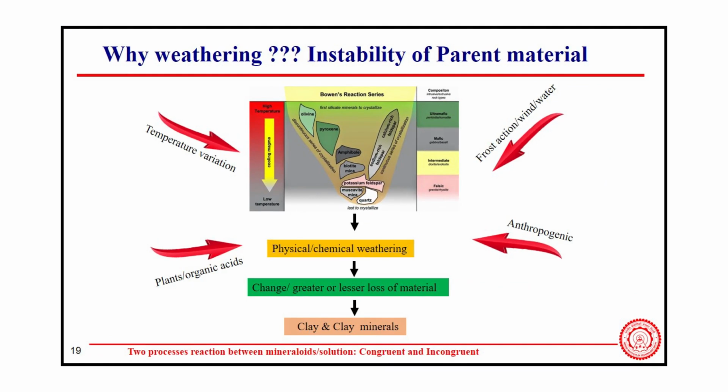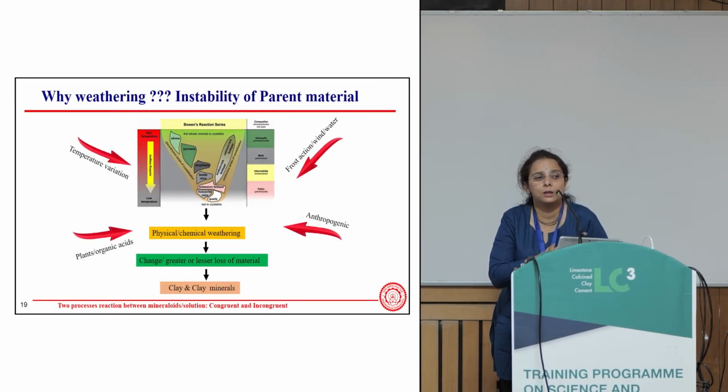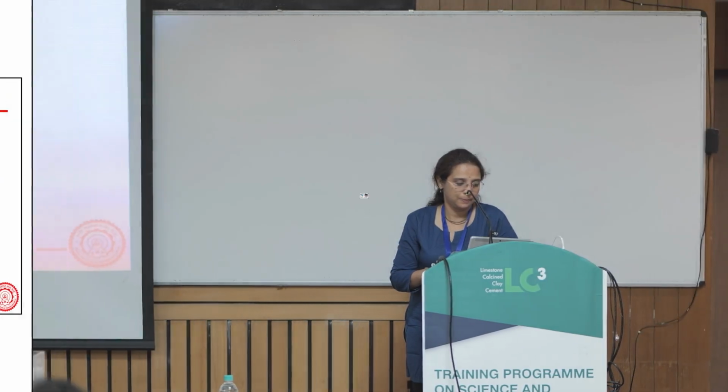So why weathering? Why does this process happen? This is due to instability of the parent material. As a general rule of thumb, the minerals which crystallize at high temperature and pressure conditions, when they are exposed to conditions near the Earth's surface, are susceptible to weathering. They lose their ions and change in structure, and the lesser ions result in the formation of clay or clay minerals, which are of secondary origin.